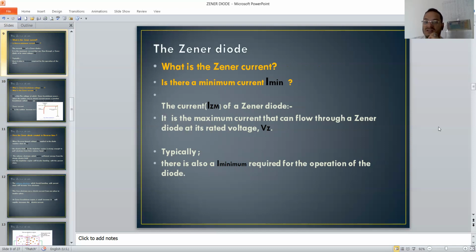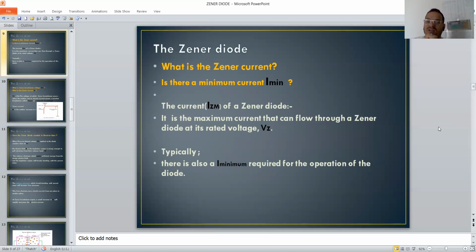Now, what is the Zener current? The Zener current here is the maximum current that can flow. The maximum current, that means here we have minimum current. That means we will be dealing with leaking current. Leaking current, that means like the normal diodes, the leaking current will be near zero, not zero, but near zero. Let's come back to our lecture.